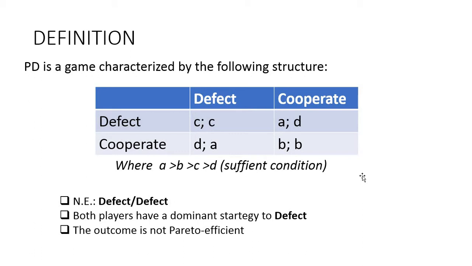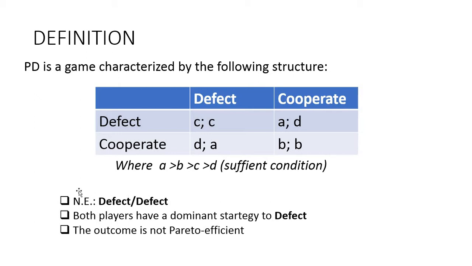detect that for each of the players, the dominant strategy is to defect. Let's analyze it from the perspective of the first player. If the second player decides to defect, then for me, C is better than D, I would defect. If the second player decides to cooperate, then for me, A is better than B, I will defect. So again, this is by definition of the dominant strategy, the strategy which is superior regardless of the strategy chosen by the other player.